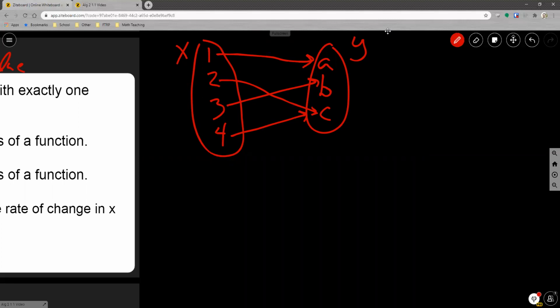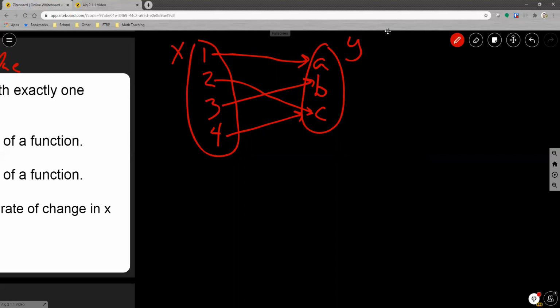This would be a function because each input, 1, 2, 3, and 4, is connected to exactly one output, A, B, C. A couple of the inputs, 2 and 4, both go to the same output, C. That's perfectly fine. That's still valid for a function. There's no rule saying that an output has to be connected to only one input. Functions only really care about the inputs.